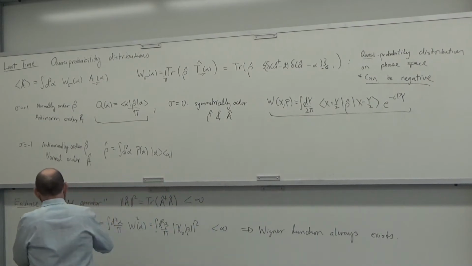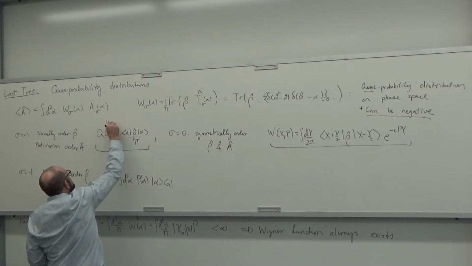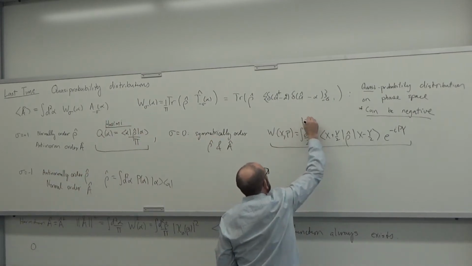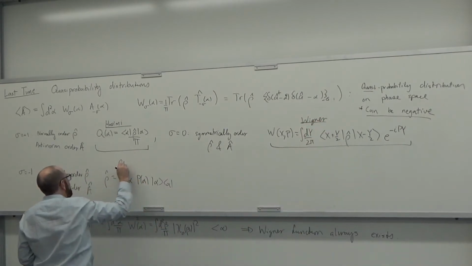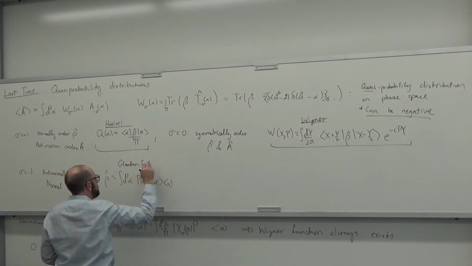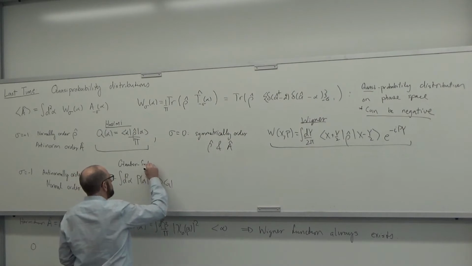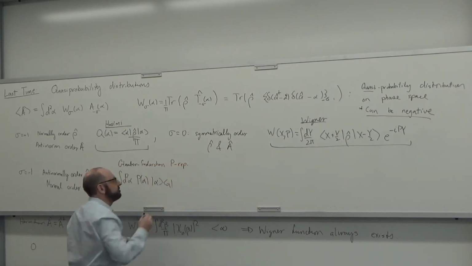So yeah, this of course is the Husimi. This is the Wigner function, and this is the Glauber-Sudarshan P representation.